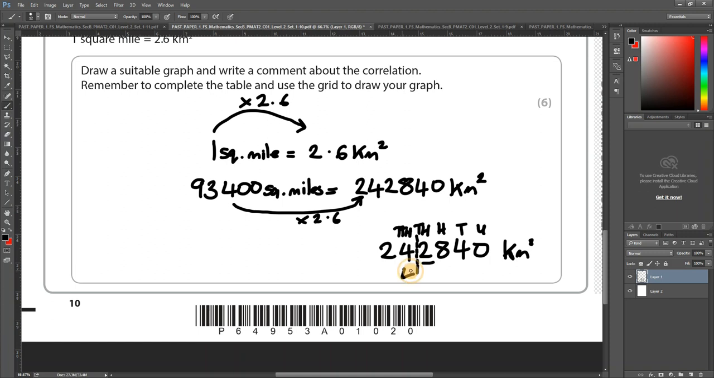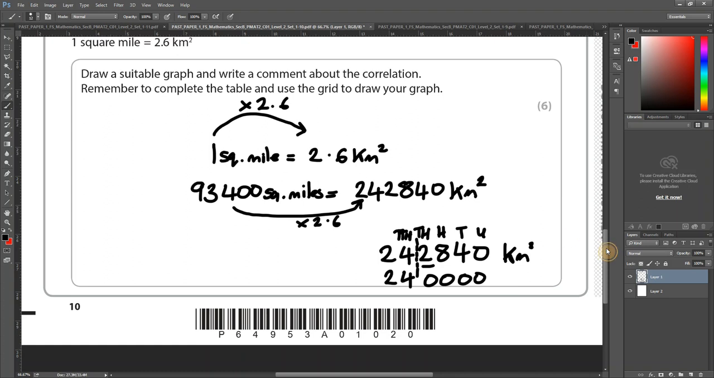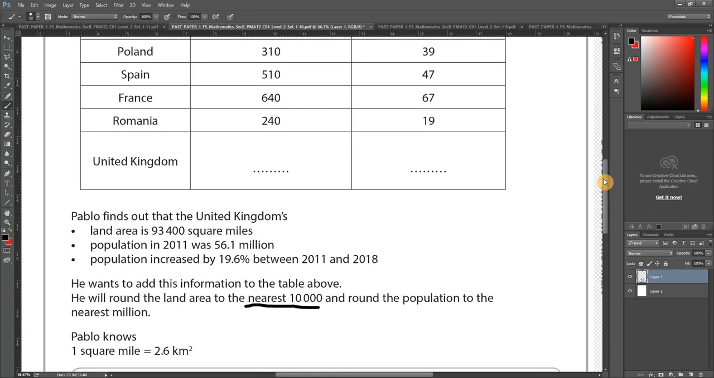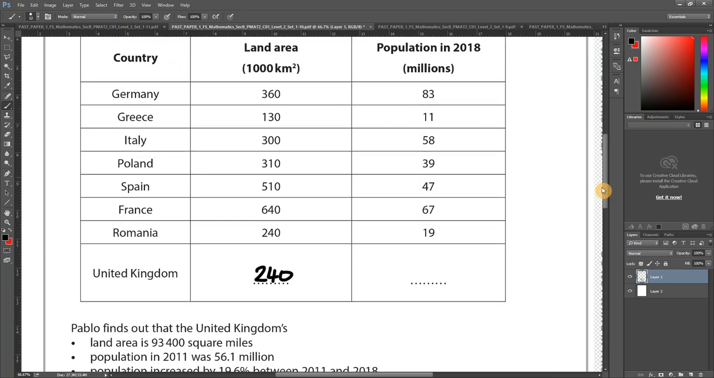So that stays the same. That stays the same. So technically, how do we say that? That's going to be 240,000 as your answer. So that's going to be 240 that goes there. 240,000 is technically your answer. So that's that done for your land area.